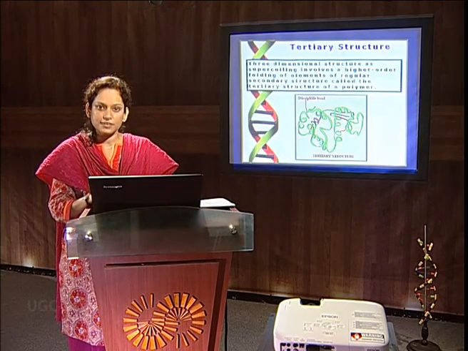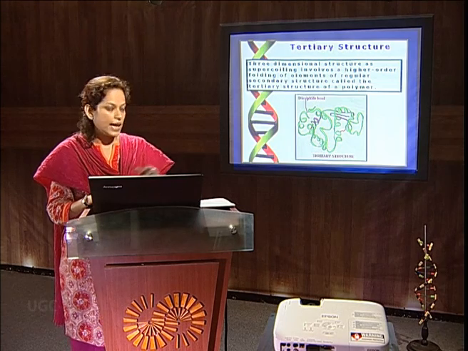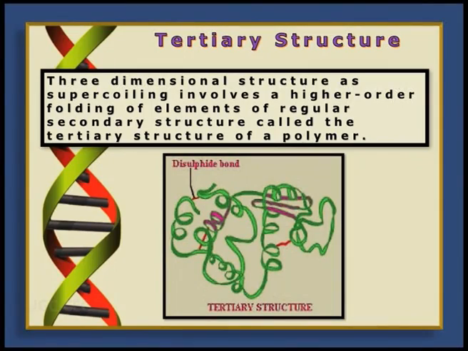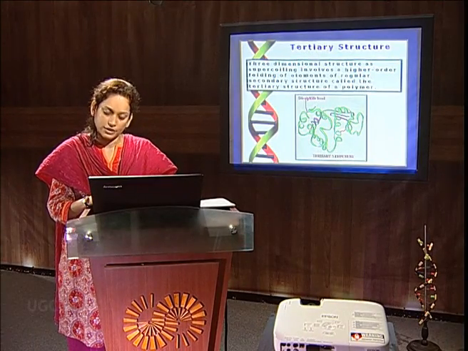Now, like any other biological macromolecule, as we can see here, the tertiary structure of a protein. Similarly, the nucleic acids also exhibit their tertiary structure. These tertiary structures are nothing but the higher order folding of elements of regular secondary structures. Now, these kinds of tertiary structures are very important in performing the normal physiological functions of an RNA or a DNA molecule.